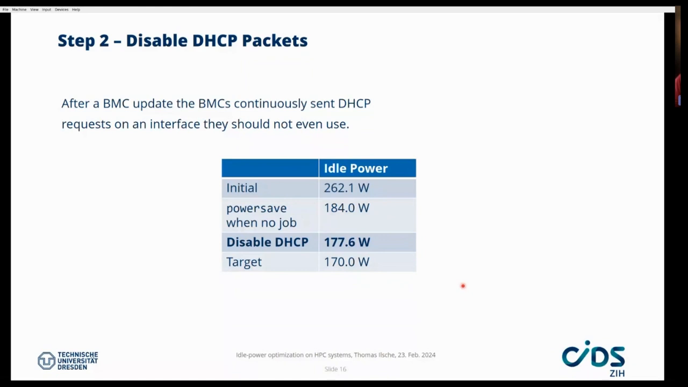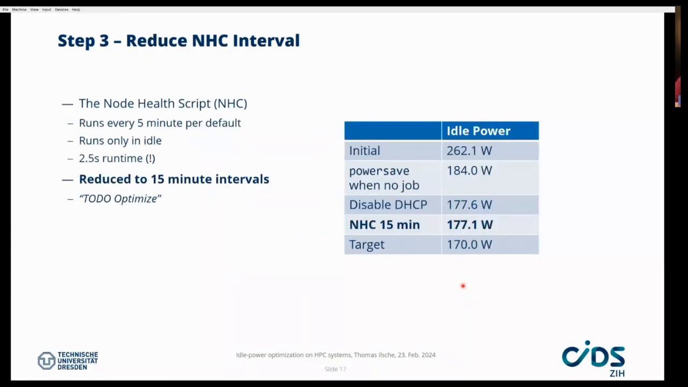Now, when we disabled this and fixed this issue together with the vendor, we saved another few watts, about 6-7 watts per node, and now we can go to another pattern. I'm jumping around a bit, because it's not in chronological order.